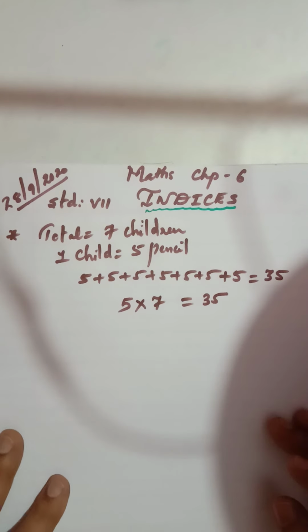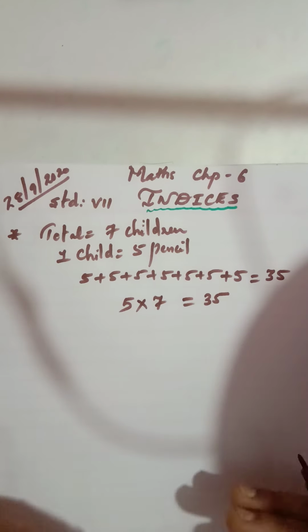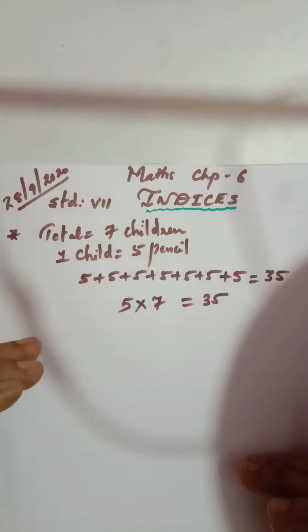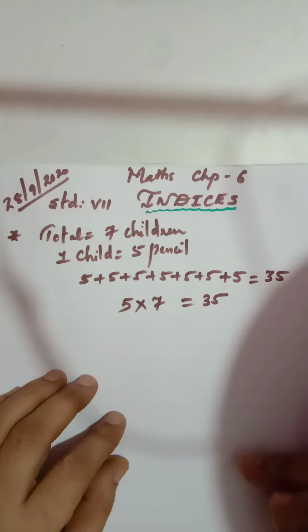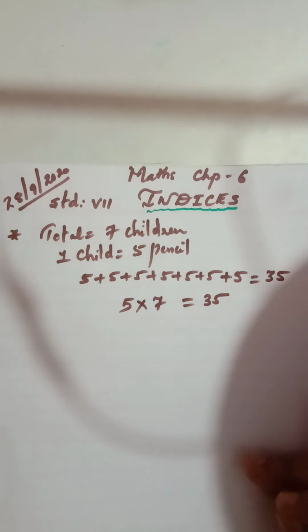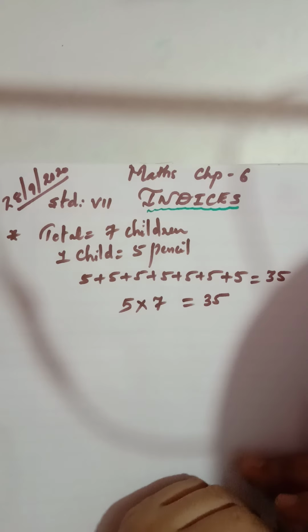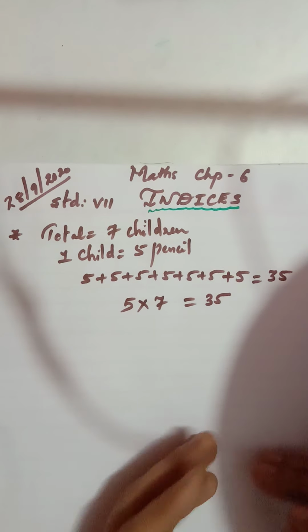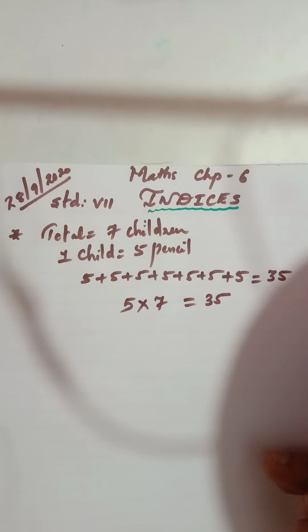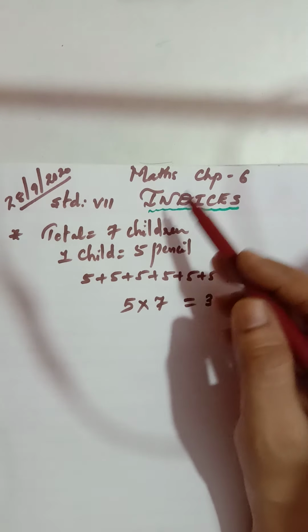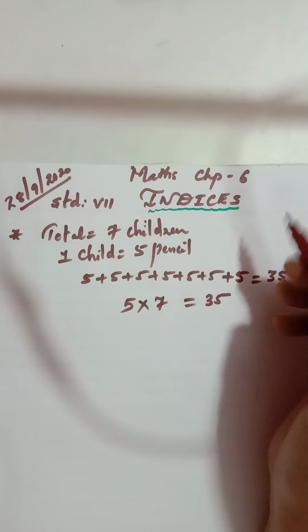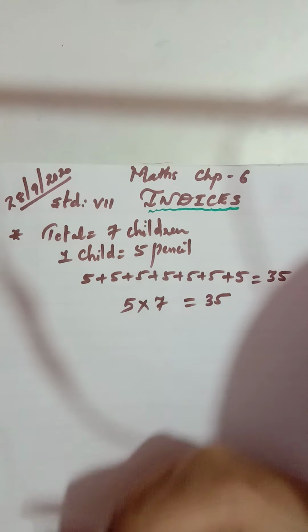Now here let us learn something more of a shortcut, so that it becomes easier. You don't have to add like this. Here it is only 7 children, so it is easy. But suppose it is given to 20 students, you are not going to add 5 plus 5 twenty times. It becomes very tedious work. So to reduce that work, we are going to learn about the indices. With the help of indices, certain things become very easy and faster.